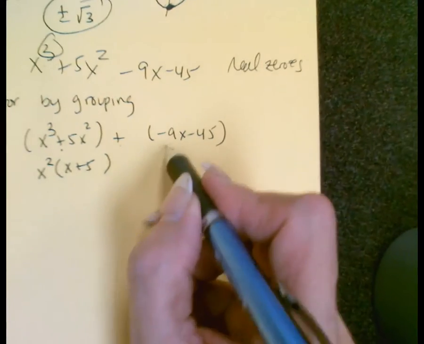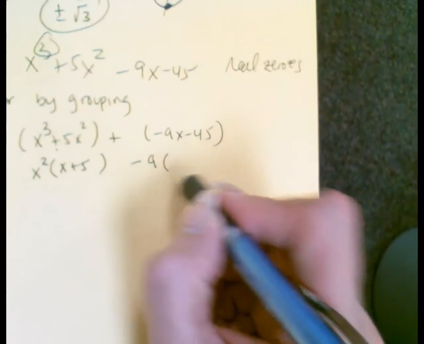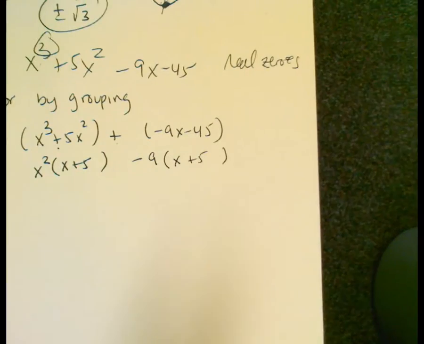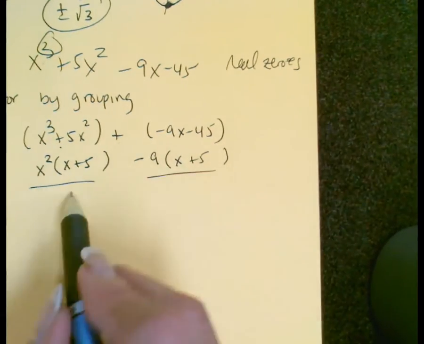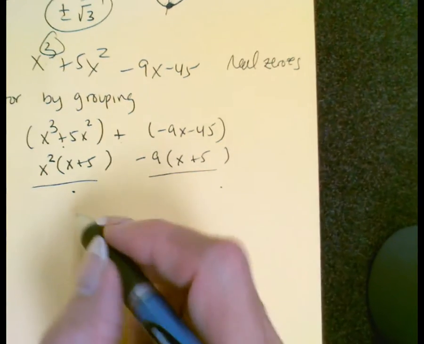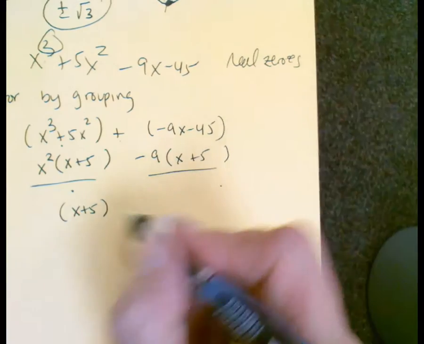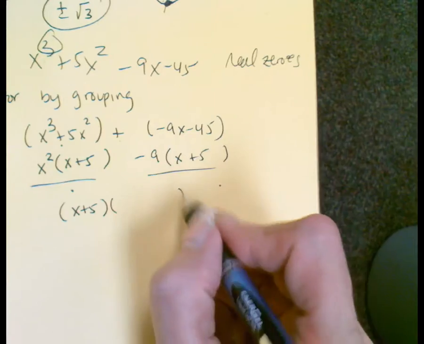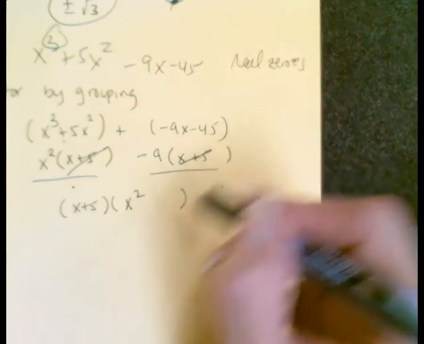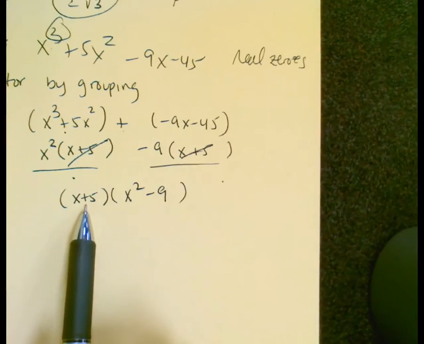So what would we need to take out to get a 5? I would have to take out a -9. And this would end up being x plus 5. So what you're going to notice here is that this is still a binomial. This is one term, and this is one term. Do you see how there's an x plus 5 in both terms? That is called a binomial GCF, and that comes out front. Or it's called a linear factor. If you remove that from the first term, you get x squared. If you remove it from the second term, you get -9. These are your factors.